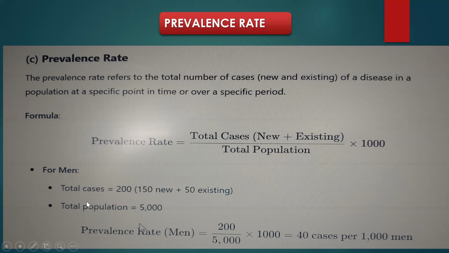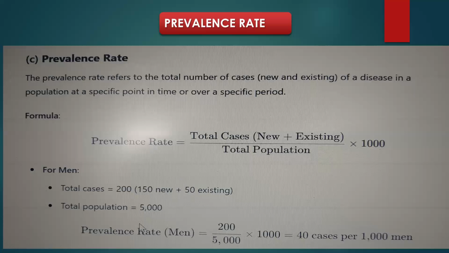So therefore, for men, the total cases already recorded, we already have 150 as the new cases. And the existing cases or the old cases was 50 cases of tuberculosis. So when we add them up together, it gives us 200 cases of tuberculosis in total. That is both old and new.